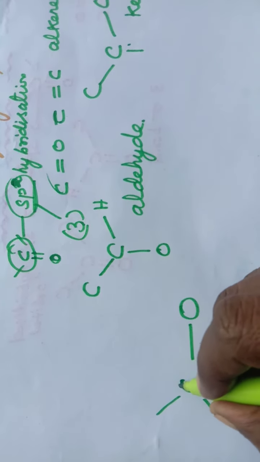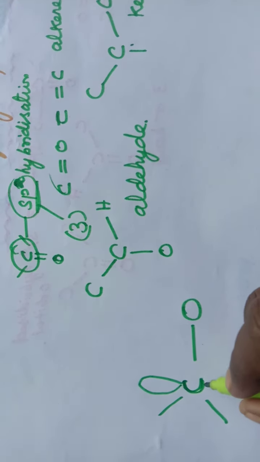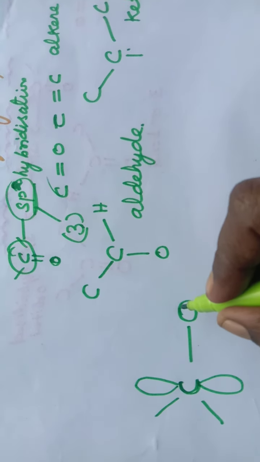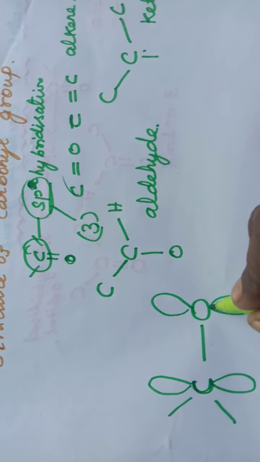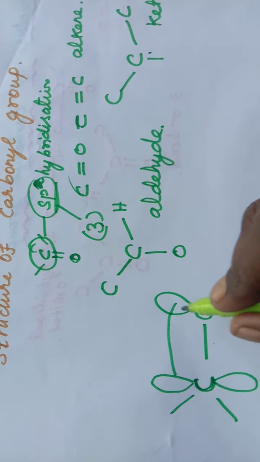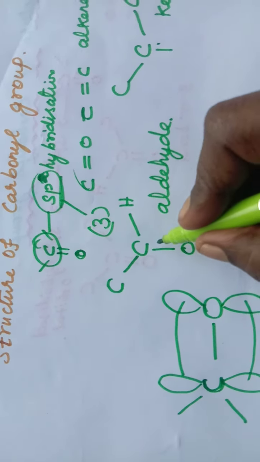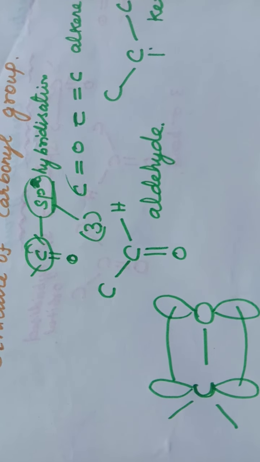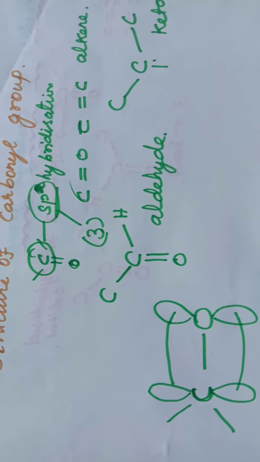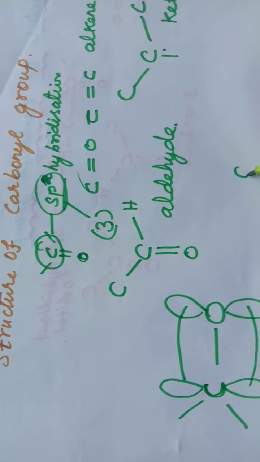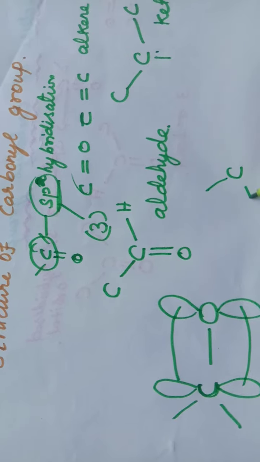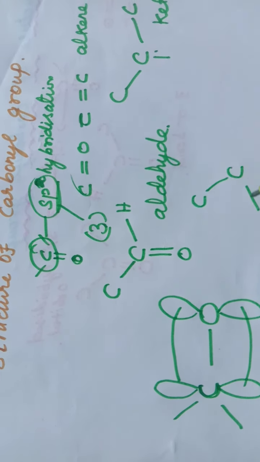This is the carbon atom orbital. This is the 2p orbital of oxygen. They overlap laterally, so that a pi bond is formed. So this is the structure of the carbonyl group. See here, this is the carbon. This is also another carbon.